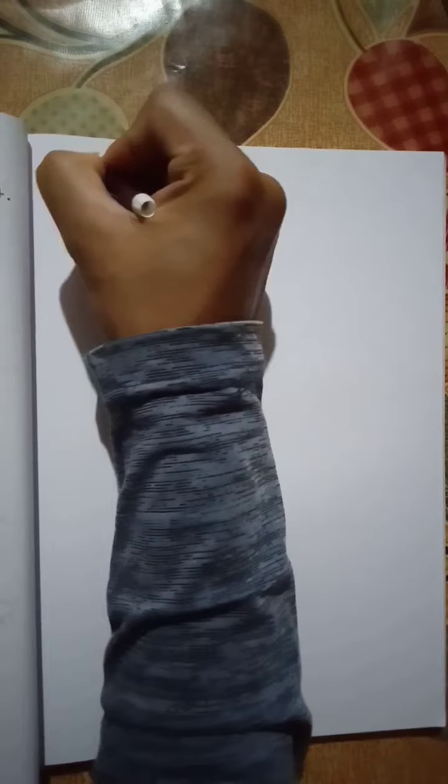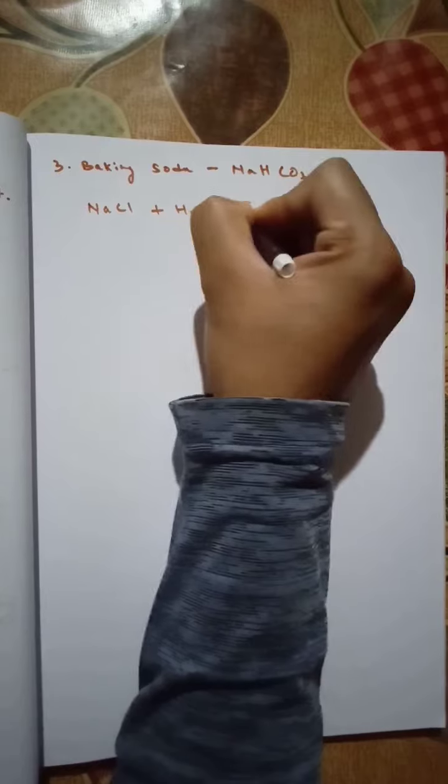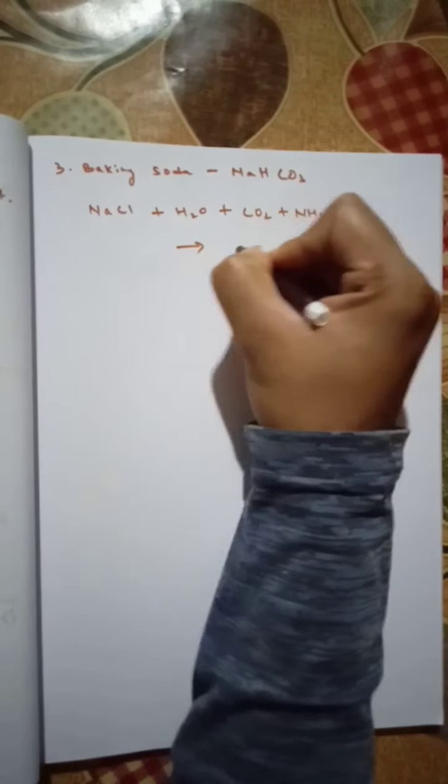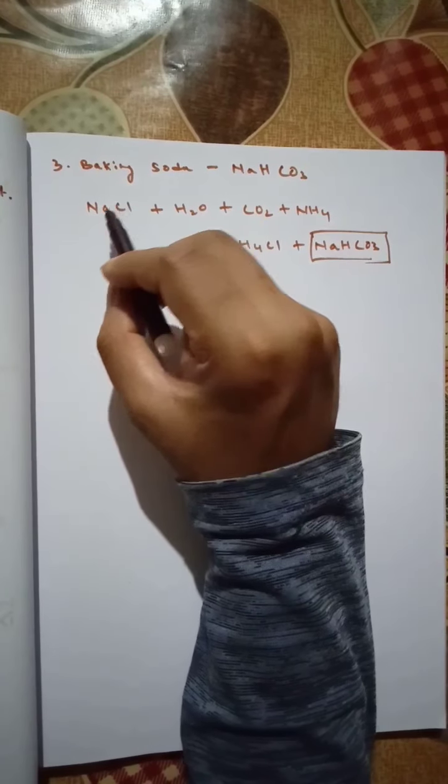Now the third is baking soda, which is NaHCO3. Now how do we get baking soda? The formula is NaCl reacts with water, reacts with carbon dioxide, reacts with ammonia, gives us ammonium chloride plus baking soda. This is the formula of baking soda. Now by reacting sodium chloride plus water plus carbon dioxide plus ammonia gives us ammonium chloride plus baking soda.